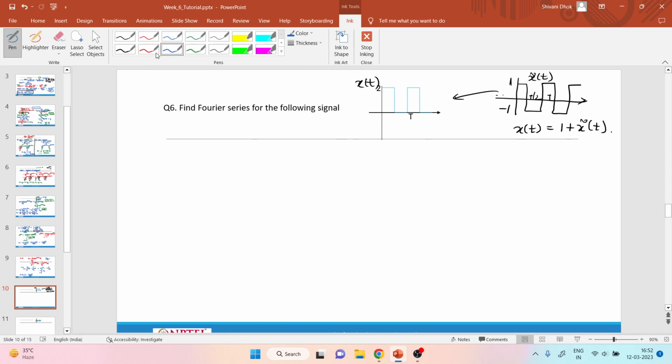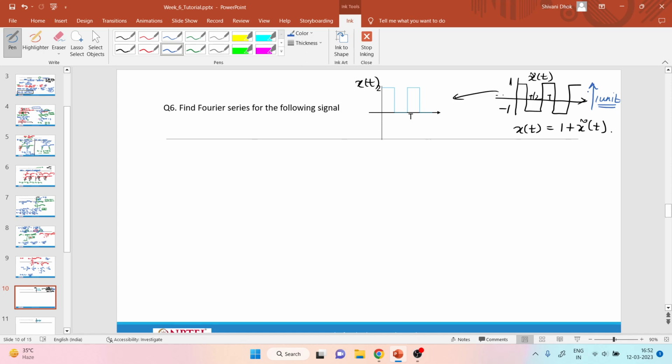So that x tilde t, sorry, xt is nothing but shifted up. Yes, I am just shifting this x tilde t upwards by 1 unit. So everything moves to the positive x.